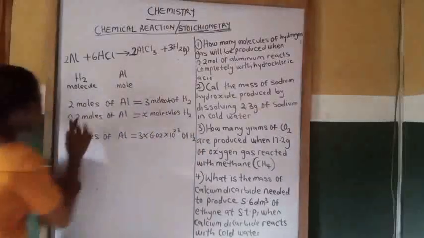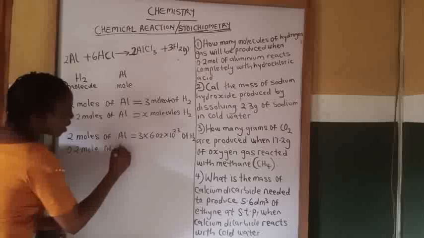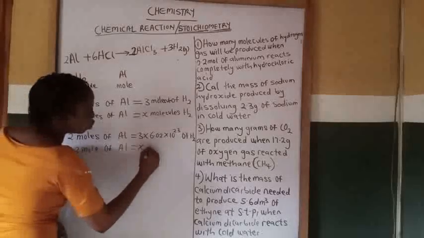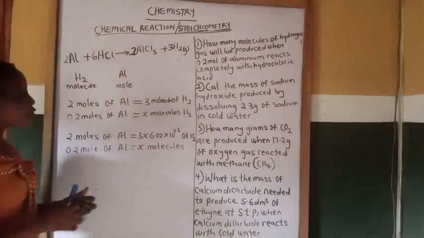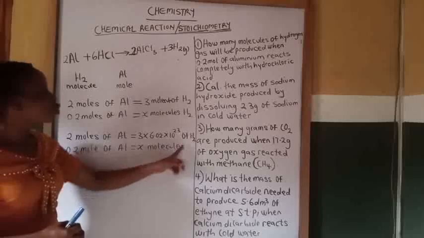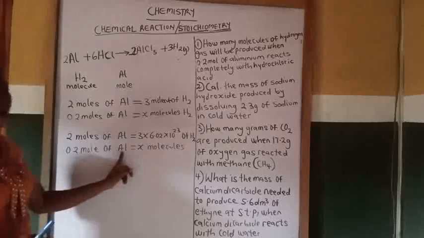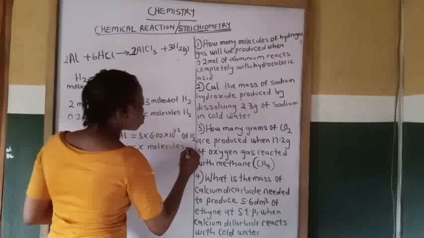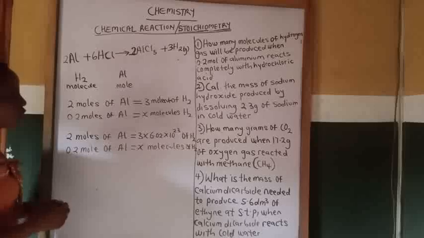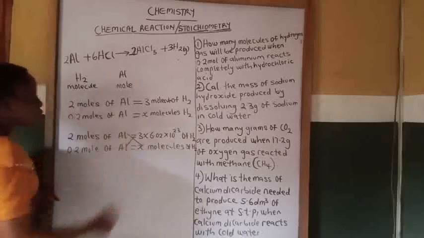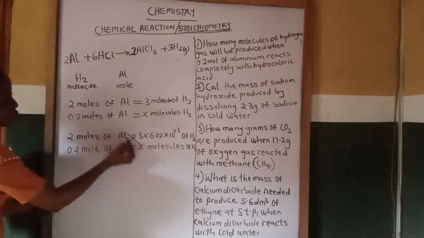Of hydrogen. Then 0.2 moles of aluminium will now be equal to X molecules. That is, we are looking for the number of molecules of hydrogen that will be equivalent to 0.2 mole of aluminium. So the number of molecules of hydrogen gas that will be equivalent to 0.2 mole of aluminium. Then now you cross multiply. So we want to make X molecules the subject of the formula.